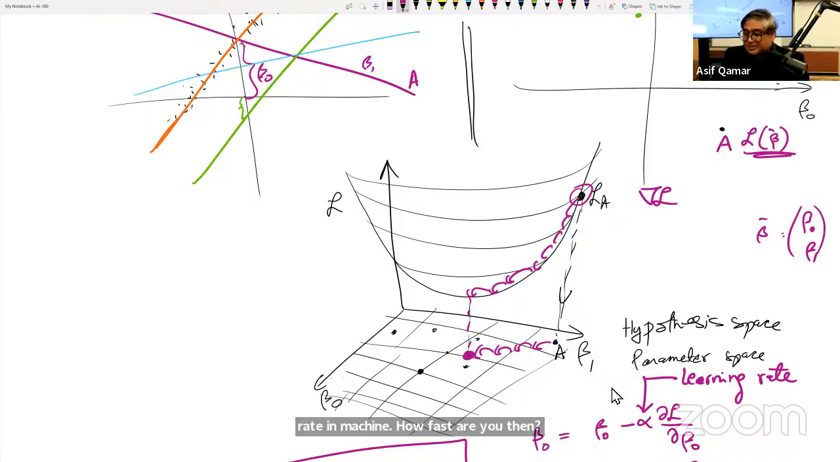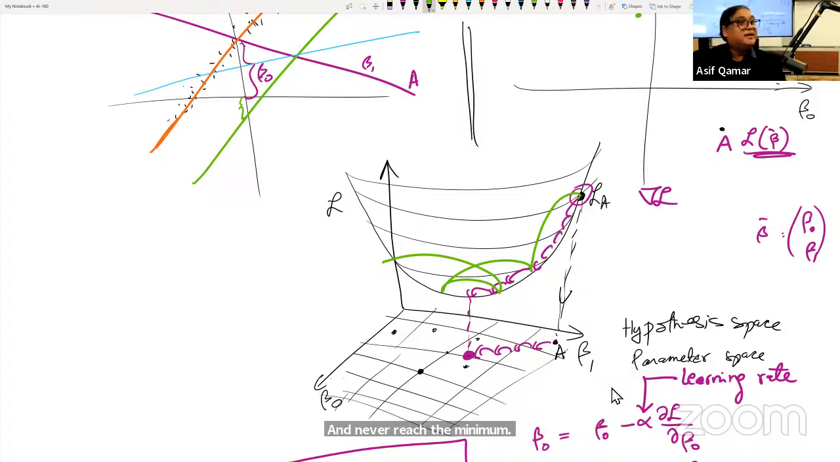Now, that reminds me, why should we be ants? Why shouldn't we take giant steps? Anybody can see a reason? Why should we not take giant steps? You may miss the minimum. Yes, you can miss it. If you try to get too smart, you might end up here, you might end up here, you might end up here, and you'll just keep bouncing around and never reach the minimum. So that's the argument against too big a step.